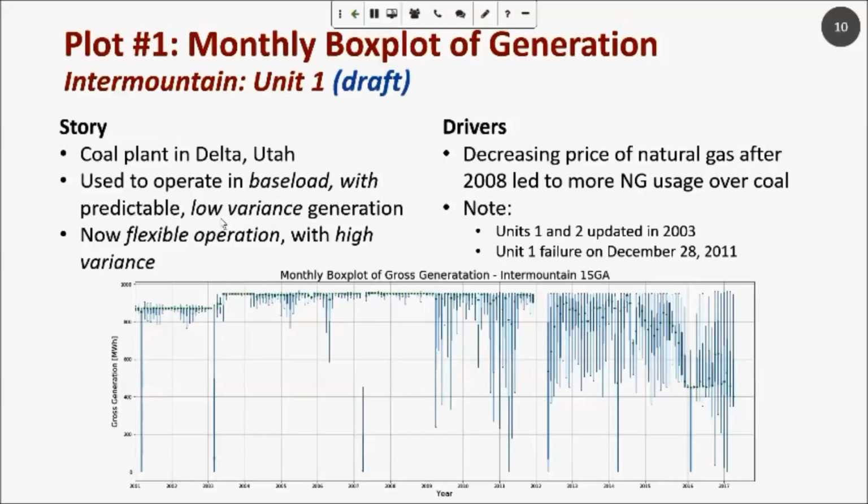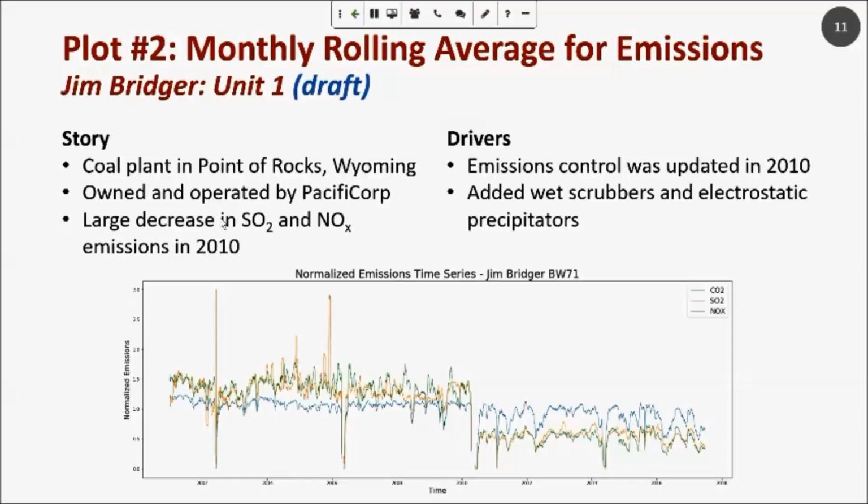All right, here we're looking at the second visualization, which is monthly rolling average for emissions. And we're going to examine Jim Bridger Unit 1. So Jim Bridger is a coal plant in Point of Rocks, Wyoming. It is owned and operated by PacifiCorp.